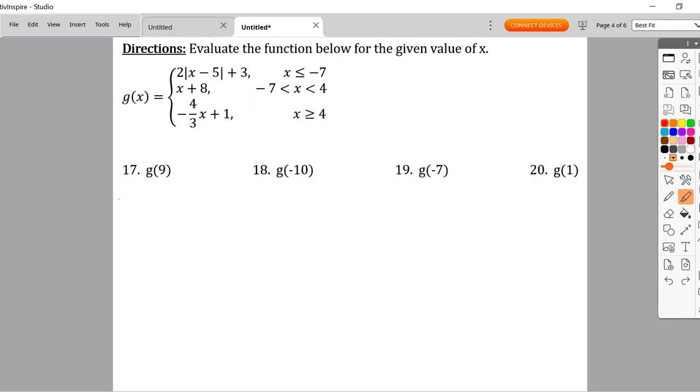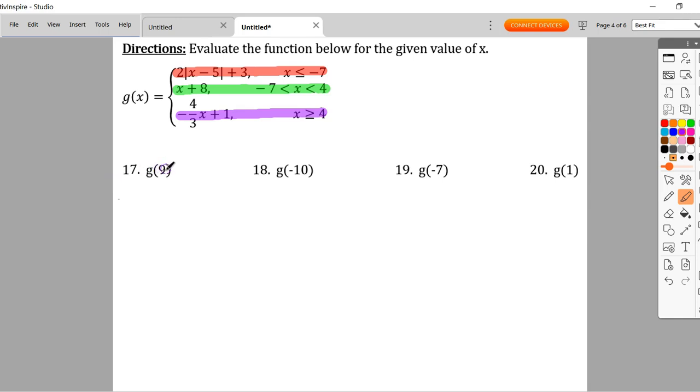So again, I'm going to evaluate this piecewise function. Whenever x is less than or equal to negative 7, I will input it into the first part of my piecewise function. Whenever x is between negative 7 and 4, I will plug it into the second part of my piecewise function. And then whenever x is greater than or equal to 4, I will plug it into the last part of my piecewise function.